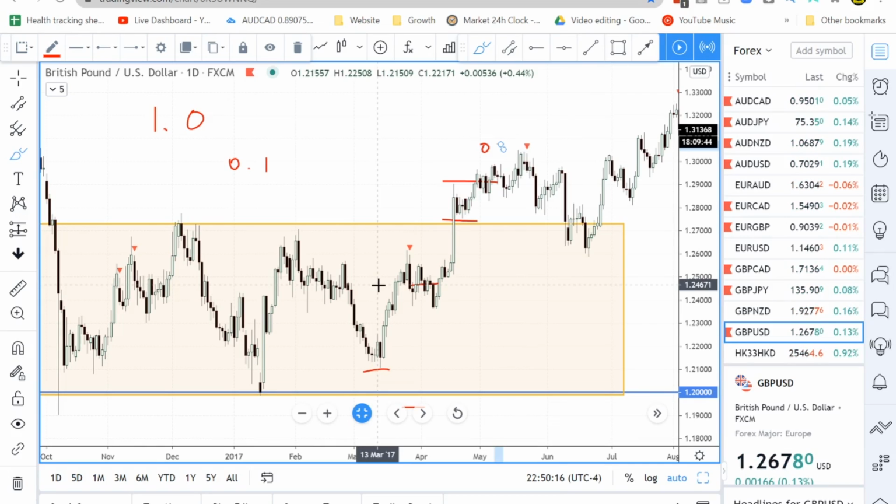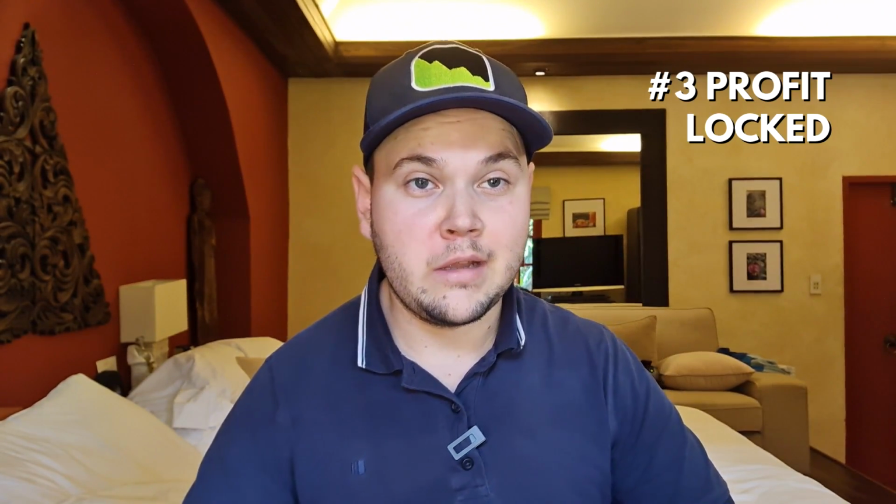But now it's time to go to the third way of scaling in your trades. And finally, the last way to scale in on your trades is through entering trades when your profits are locked. That is for me the ideal way, so let's have a look at what that looks like.